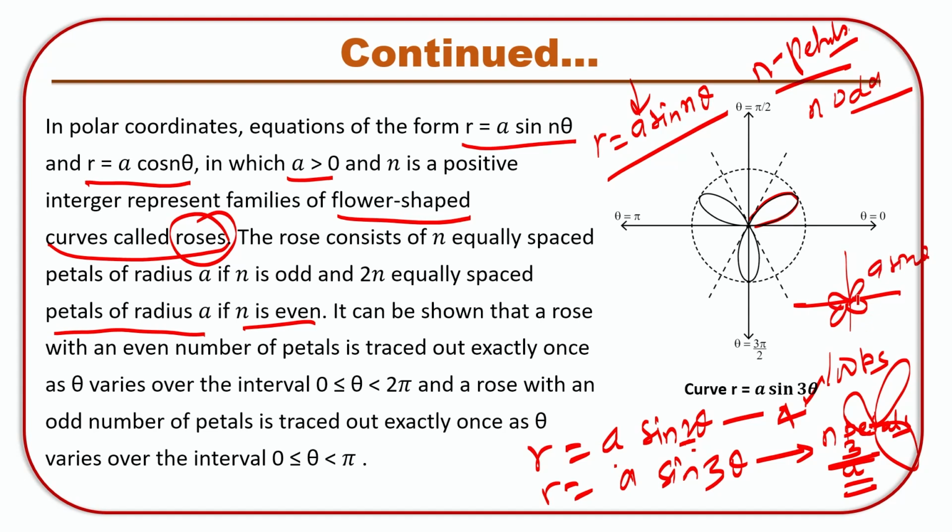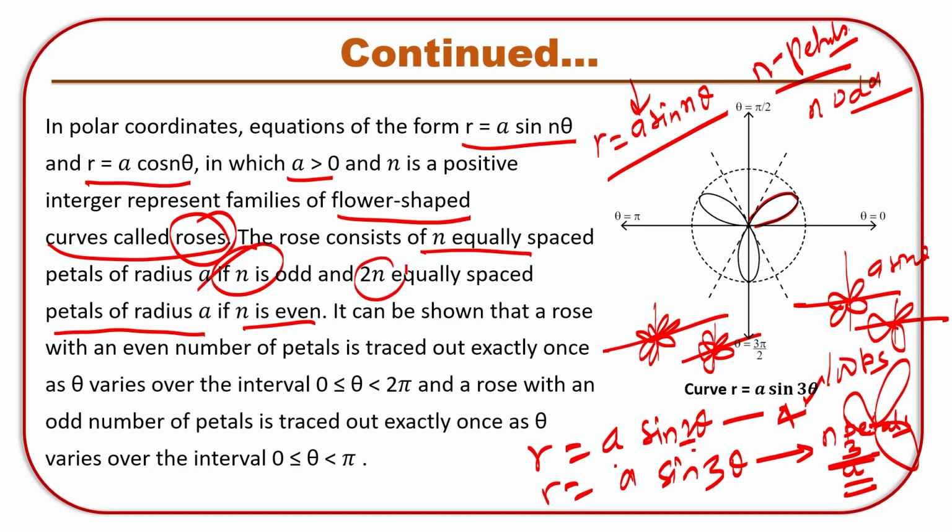But if you increase to sin 3 theta, this will become 3 only, and if you increase to 4 theta, it will come out to be 8. But if you increase to 5, this will come out to be 5, right. So, for n odd, it gives you n petals, and for n even, it gives 2n equally spaced petals.